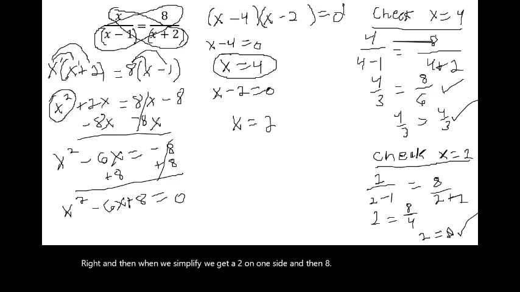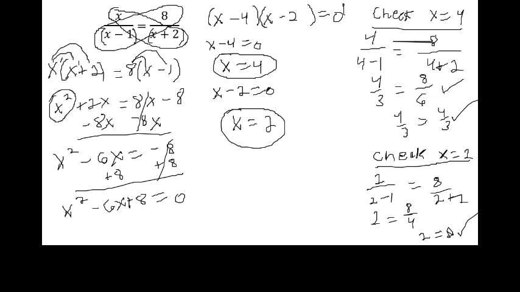So because we got the same number on both sides of the equal sign, that means 2 actually worked, and 2 was our other solution. So this particular rational equation, because it resulted in a quadratic, had two solutions, and they both worked. So x equals 4 and x equals 2 are both of your final answers.